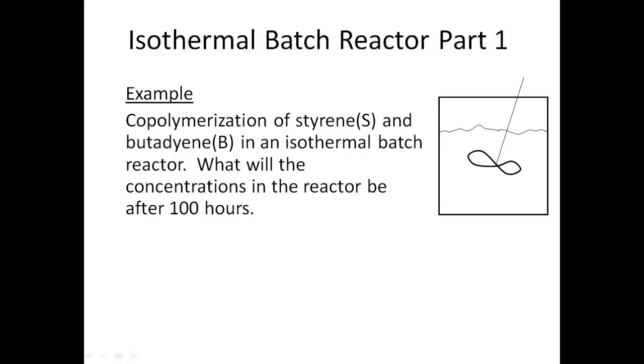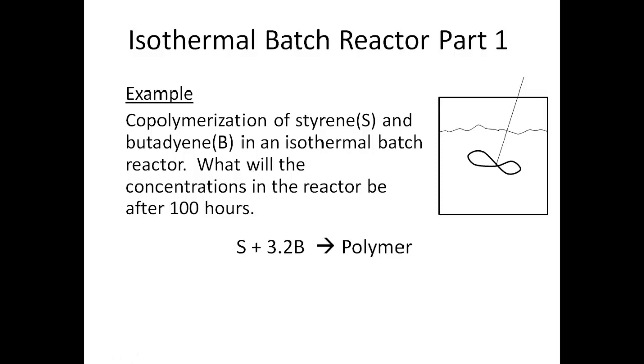Isothermal batch reactor, part 1. In this video, we will cover an example of an isothermal batch reactor. The example tells us that we are doing a copolymerization of styrene and butadiene in an isothermal batch reactor, and asks us what the final concentration would be after 100 hours of operation.